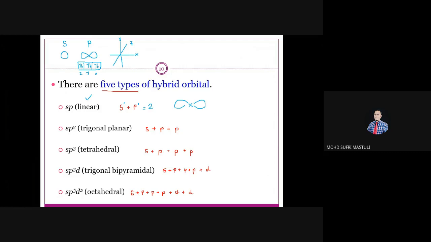So the sp2, 1s and 2p, 1 plus 2, means that it is 3. When the electron domain is 3, we call it trigonal planar. Trigonal planar is like this. So if you want to draw the hybrid orbital, let's say the central atom is X, we should draw the trigonal planar.